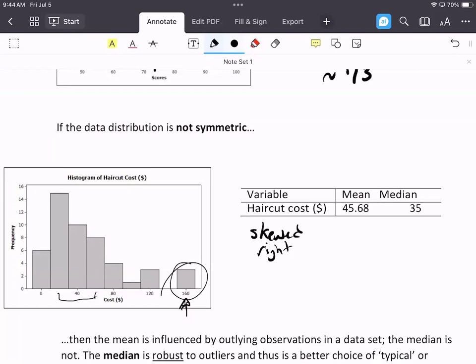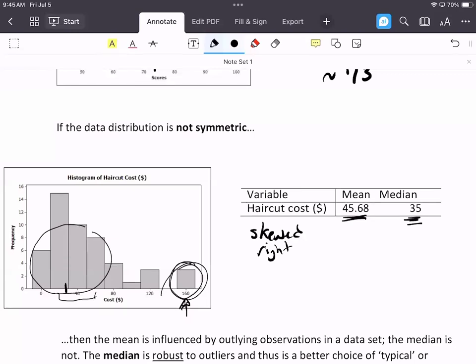If we calculate the mean, it is $45.68. Well, okay, I guess, but it seems like most of the data is in this area here, so I would expect it to be lower. If I calculate the median, which we'll figure out how to do in just a moment, that median is quite a bit lower. It's $35. Now, the median takes sorted data and finds the center of that sorted data.